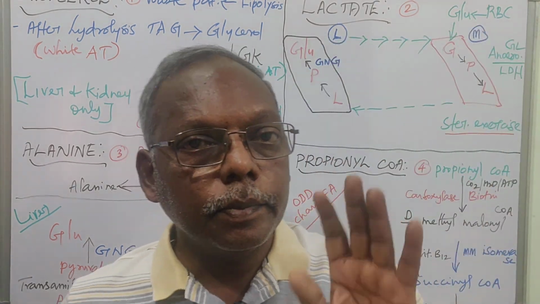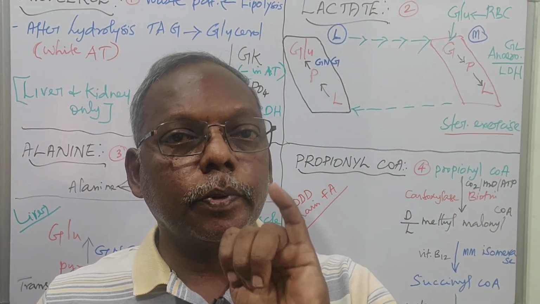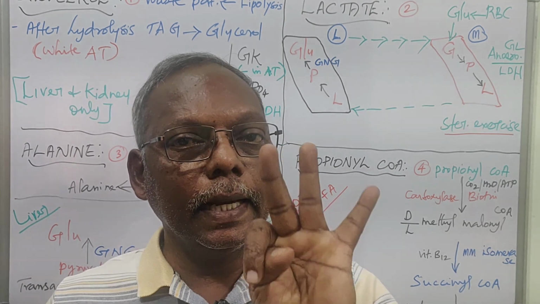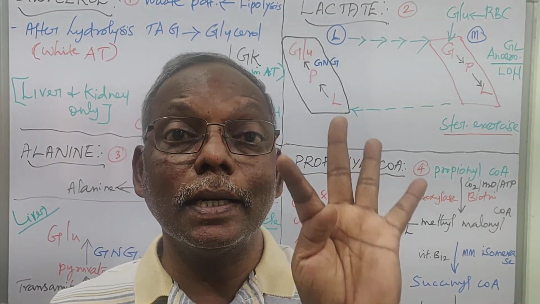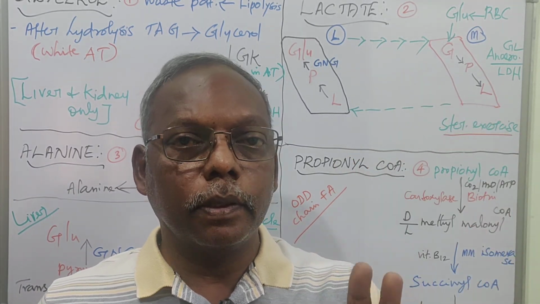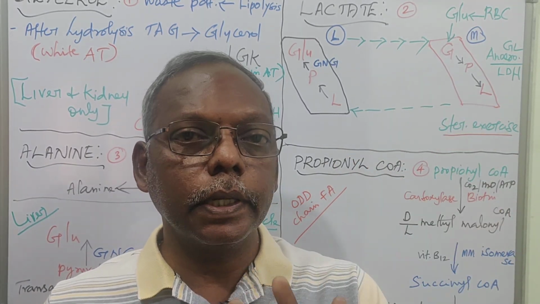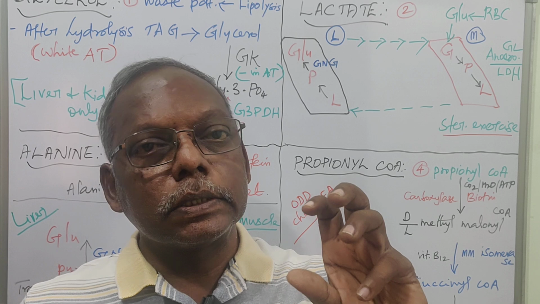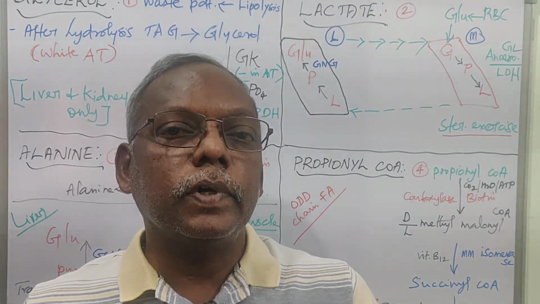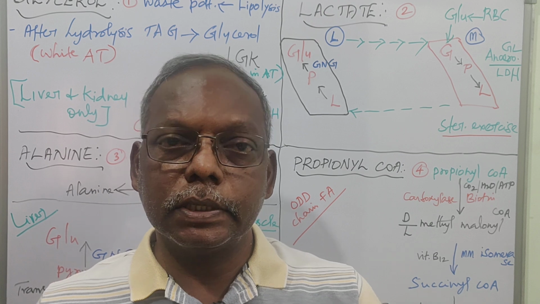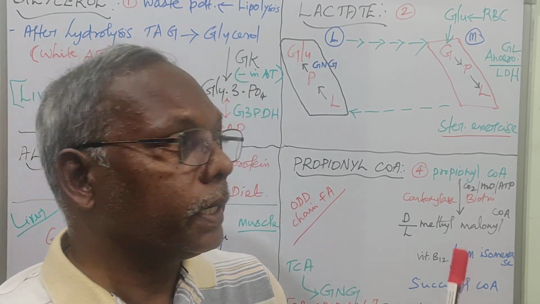Yes, the names of the substrates are four. That is propionyl-CoA, glycerol, lactate, and amino acid. That is glucogenic amino acids, alanine, and also glutamine. Alanine in liver, glutamine in kidney. So now we are going to discuss how these four substrates will give glucose in the fasting state or in the starvation state to maintain the blood glucose, right?